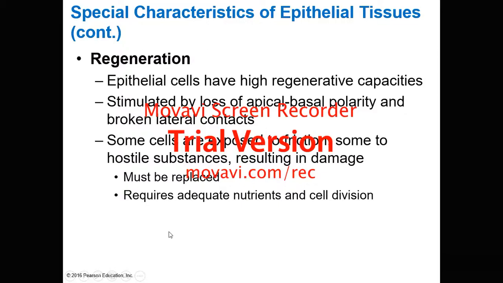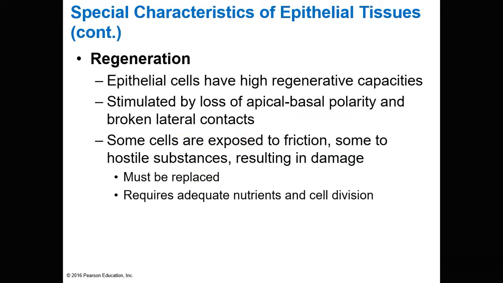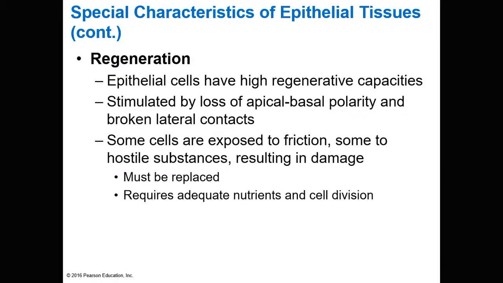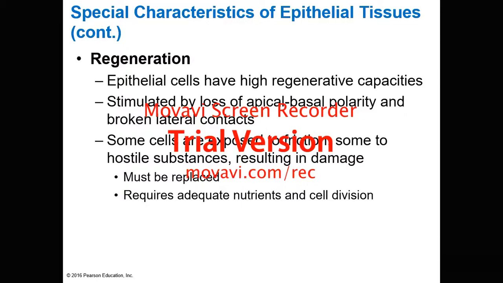Another characteristic of epithelial tissue is regeneration. So they have to be able to regenerate themselves, replace themselves essentially. Regeneration is going to be stimulated by a loss of the apical basal polarity and broken lateral contacts. So any loss of the apical basal polarity, top and bottom polarity, or any broken side contacts is going to stimulate regeneration.